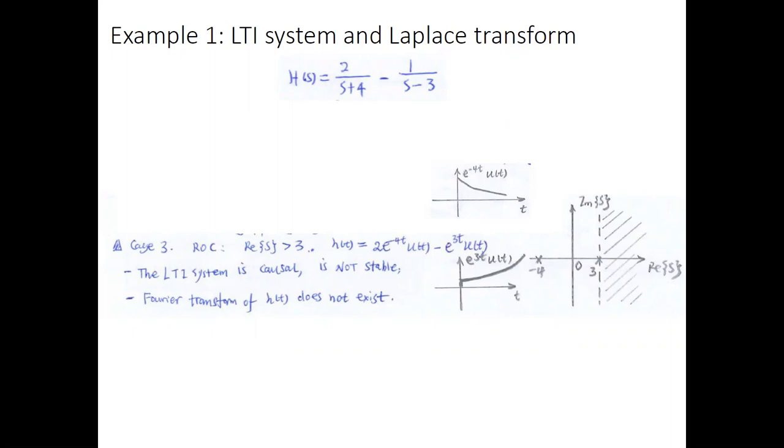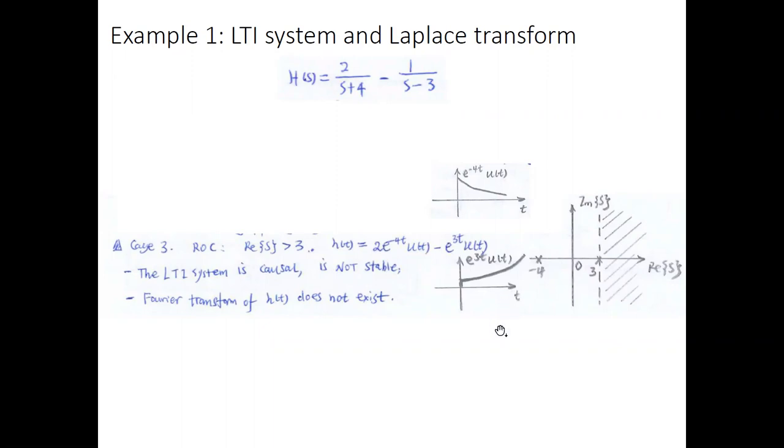But it is not stable. Although the first term goes to zero as t goes to infinity, and its integration goes to a finite number, the second term, exponential 3t u of t, goes to infinity as t goes to positive infinity. If we combine these two terms and take the integral of the absolute value of h of t, this integral goes to infinity, which is not a finite number, and therefore the system is not stable.